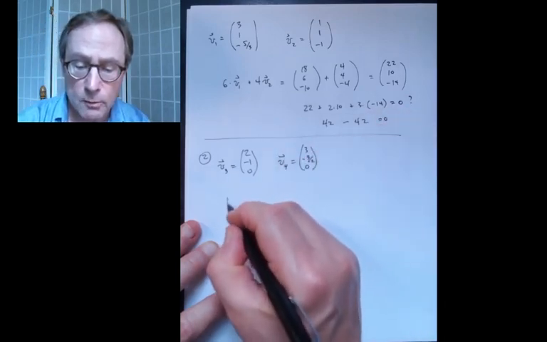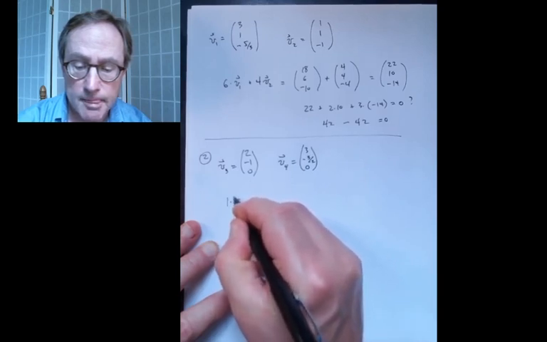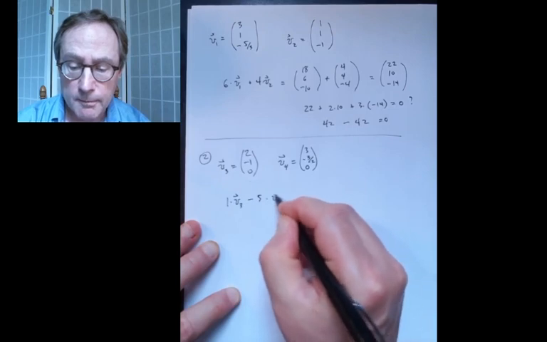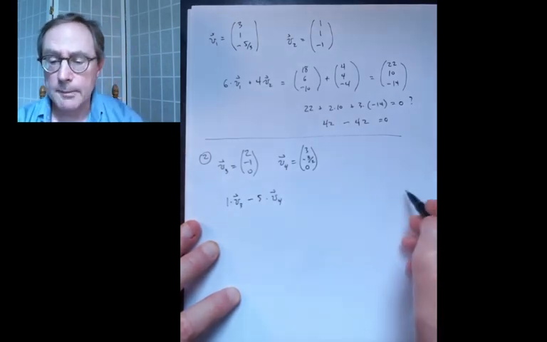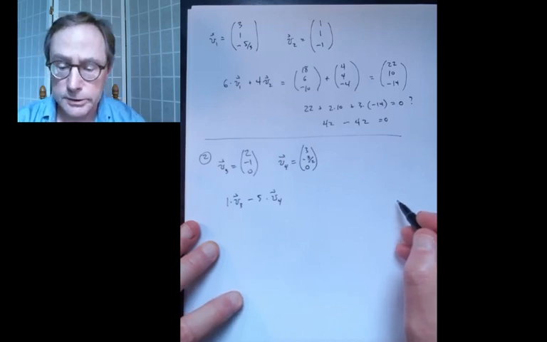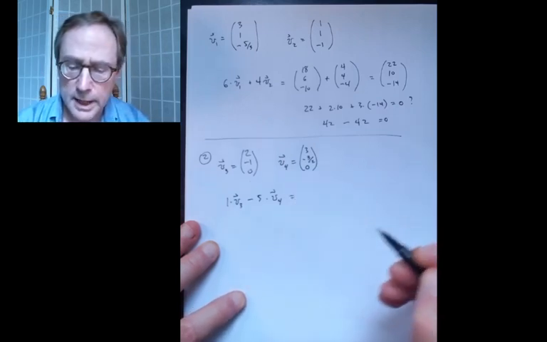Oh, how about 1 times v3 and minus 5 times v4. And at the end, I'm going to check that x plus 2y makes 0, and furthermore, z is equal to 0. So what do I get here?